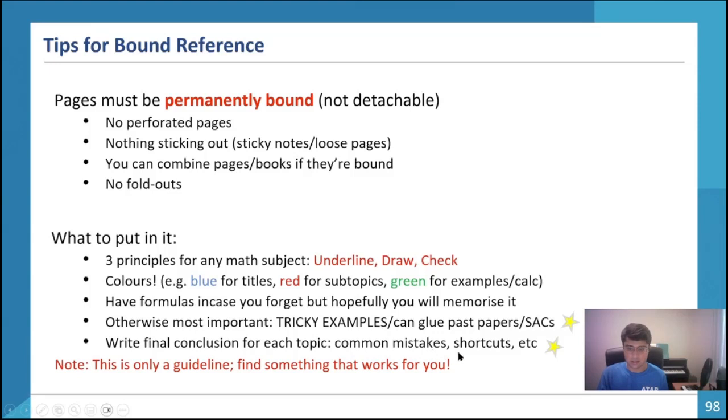Common mistakes and shortcuts, calculator shortcuts, these are also important. Make sure that you're annotating your solutions along the way with any common mistakes that you're making and any shortcuts, calculator shortcuts that might be applicable to solving that particular question. But again, this is just a guideline. For instance, I only use these last 2 points. You might only use the first two. So just mix and match, find something you're comfortable with.